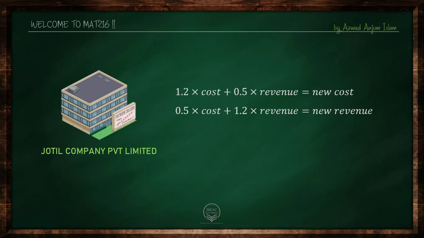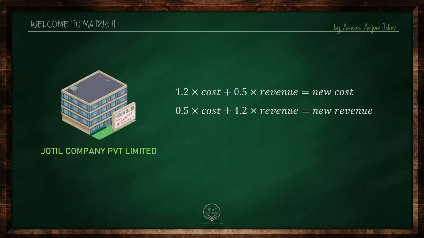So the cost-revenue relationships are a little more complicated here. To get the new cost in the new year, you have to take the old cost with a 20% increase, and with that you have to add 50% of the old revenue, for some reason. And to get the new revenue, you have to take the old revenue, increased by 20%, and you also have to take 50% of the old cost. So let's say, for example, this is our cost-revenue relationship.